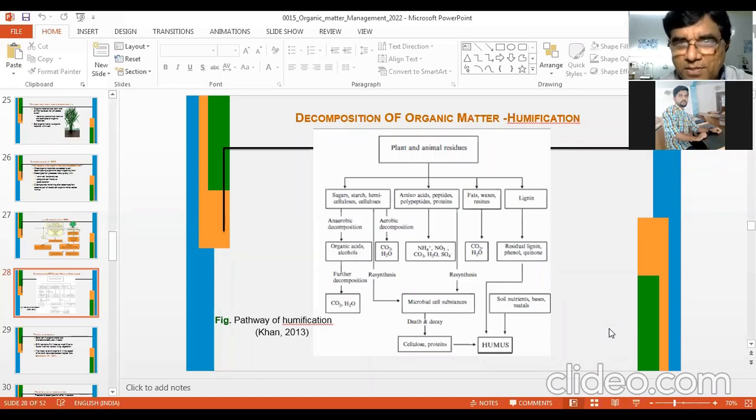and all these materials of resynthesis and microbes will ultimately become part of your humus. Now, what happens to fats, waxes, and resins? They are directly decomposed to carbon dioxide and water. Lignin is converted into residual lignin, phenol, quinone, etc. And then it becomes part of your humus. Certain soil nutrients or bases or metals can be absorbed, can be made part of your humus. So this is how organic matter decomposes in the soil to humus.